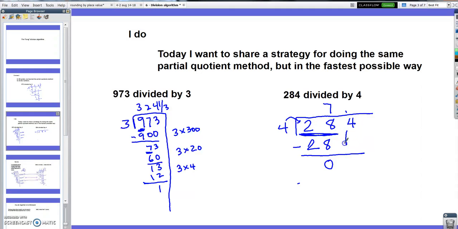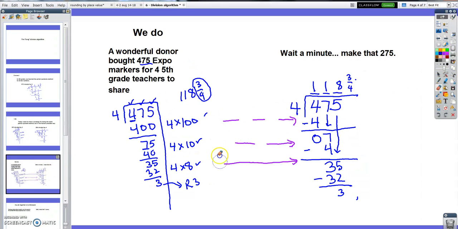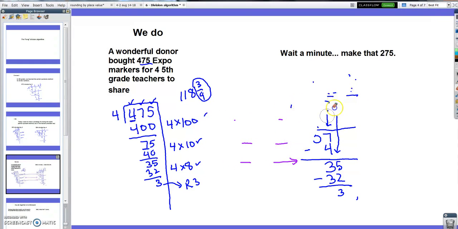Either way is okay. Again, this is all about finding out what you're comfortable with. And then 4 times 1 is 4. No remainder. All right, let's do one together. I'll do them both ways in the we do. You can decide if you want to write both down or one down. So here's how we did it with partial quotients.